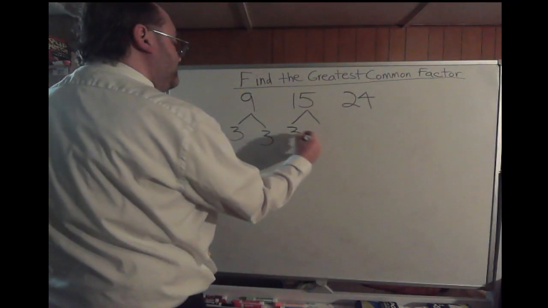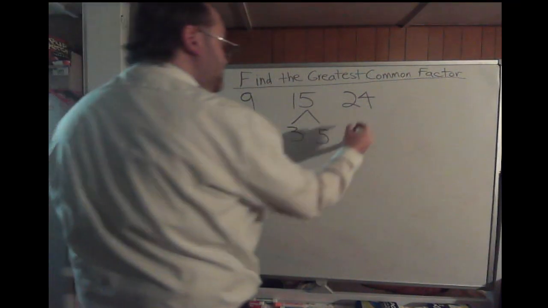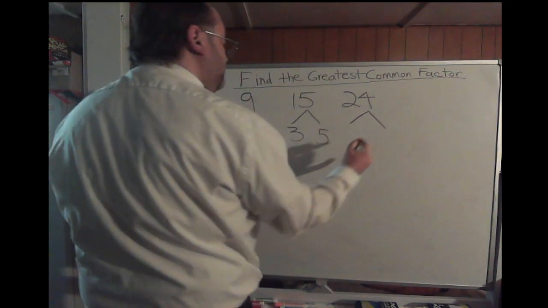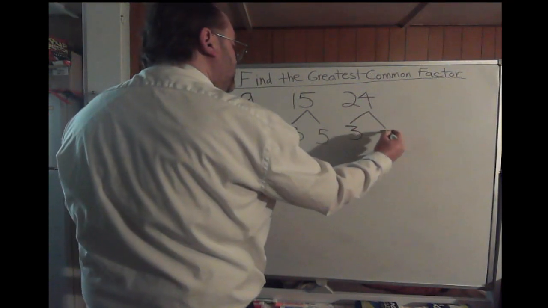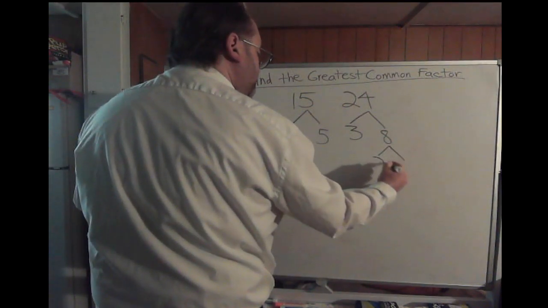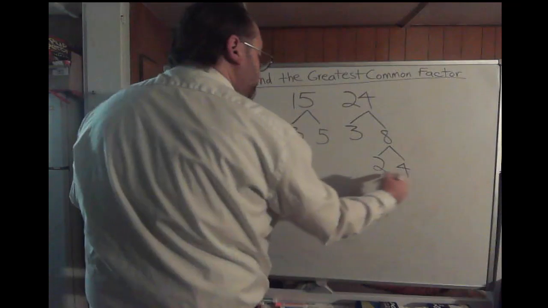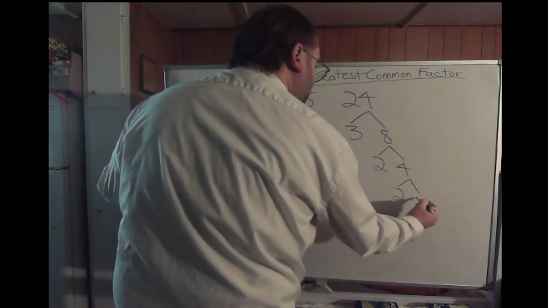15 will factor into 3 and 5. Can't factor those any further. You're done with 15. 24. That'll factor into, we could do 3 and 8. 3 won't factor any further, but 8 certainly will. That'll factor into 2 and 4. The 2 doesn't factor any further, but the 4 certainly does into 2 and 2.